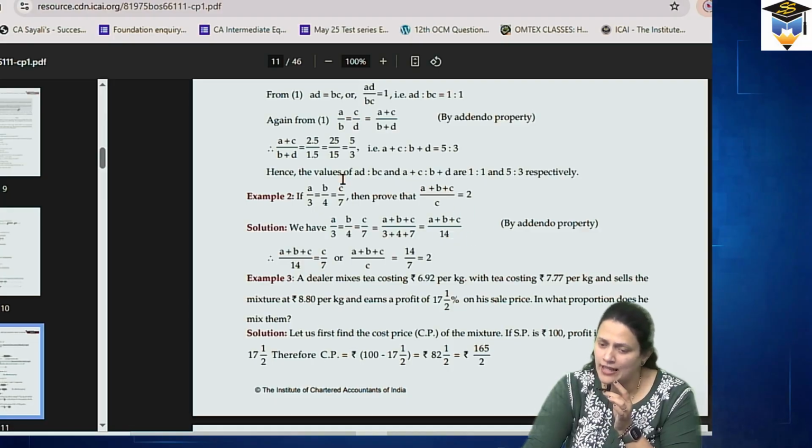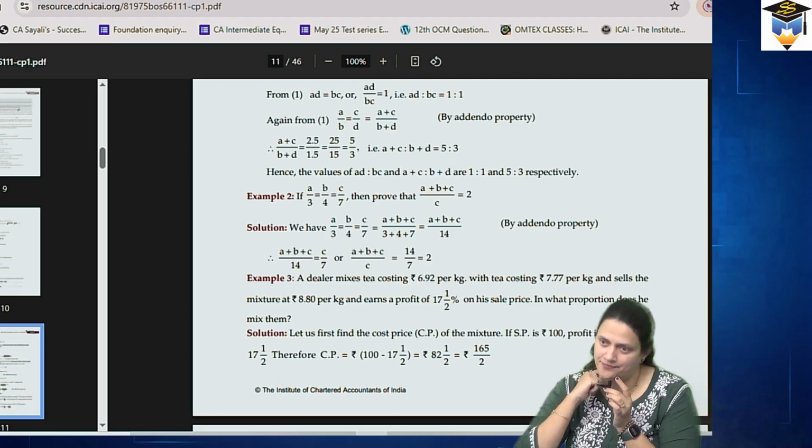Now they have given that this is equal to C upon 7. Correct, because A upon 3 is equal to B upon 4, that is equal to C upon 7. So if you equate it, you will get A plus B plus C upon C is equal to 14 upon 7. That is, the value comes out to be equal to 2.